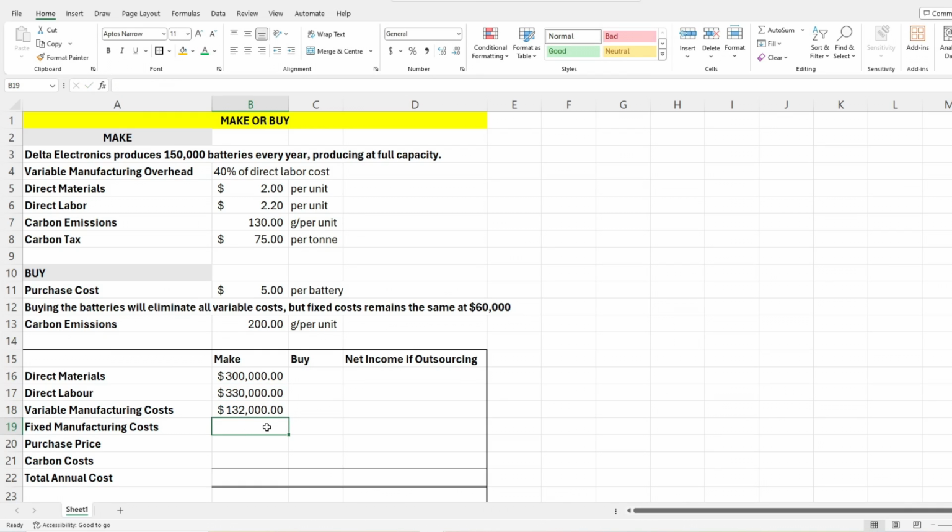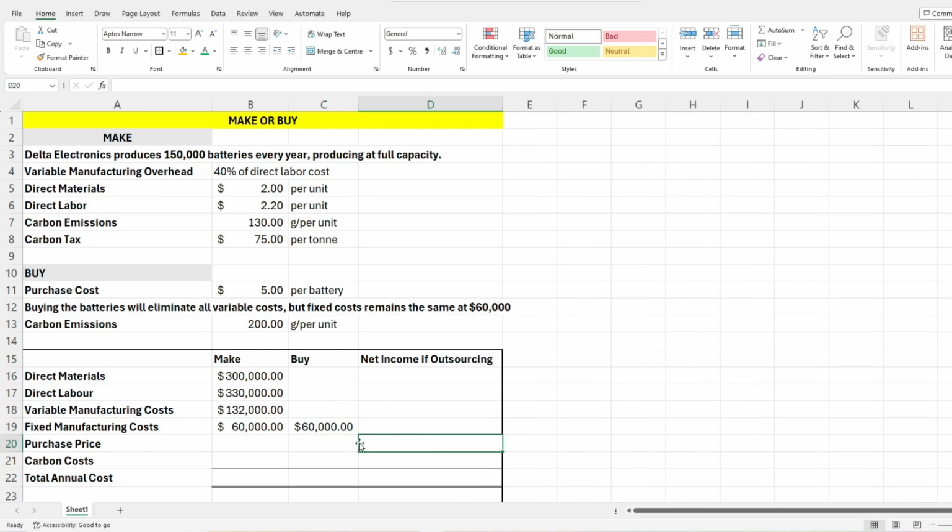Fixed manufacturing cost, so it doesn't say anything here, but what you could see on the buy section is buying the batteries will eliminate all variable costs, but fixed cost remains the same at 60,000. So what this means is, since it stays the same, they're referring to like while we produce it, it's also 60,000. So reading that should also tell you that fixed manufacturing cost should be 60,000 over here. Purchase price, since we're not purchasing anything and we're making it, it'll be 0.